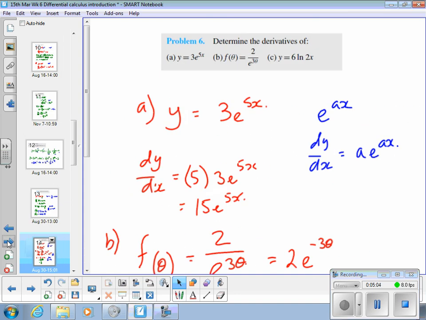We had a look at some other functions. So 3e to the 5x, that's in the form of e to the power of ax. So we bring that 5 out, 5 is the a in this case, and multiply, and the e to the 5x remains. So we end up with 15e to the 5x.